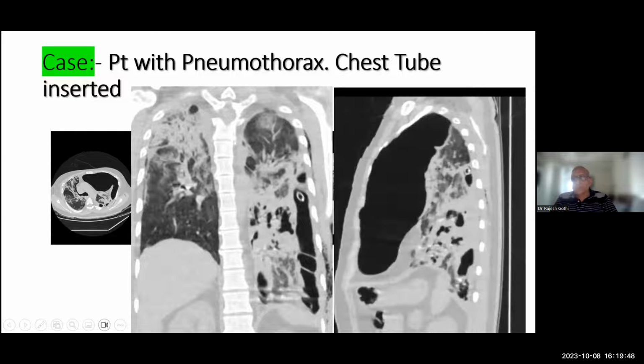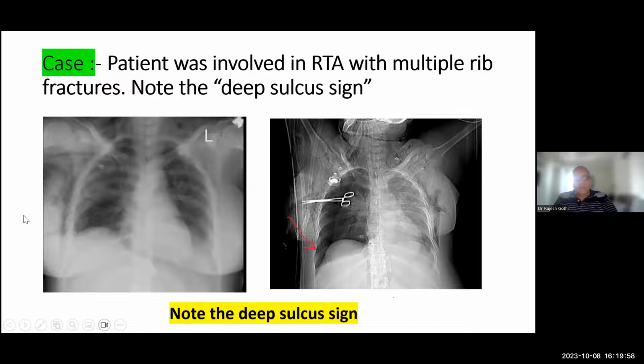In the lateral view, you can see it's lying posteriorly. It should have been anteriorly and superiorly positioned, but it is lying posteriorly. That is why the pneumothorax is not draining. So you have to be very careful about it. Where your chest tube is going, if in case you're not sure, there is no harm in repeating a CT scan, getting a CT scan done.